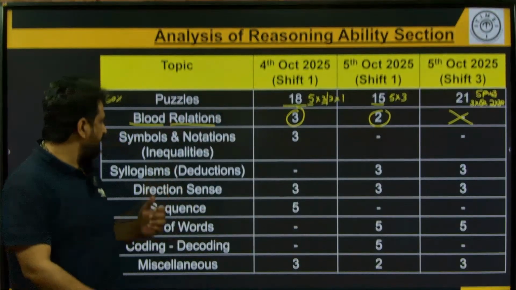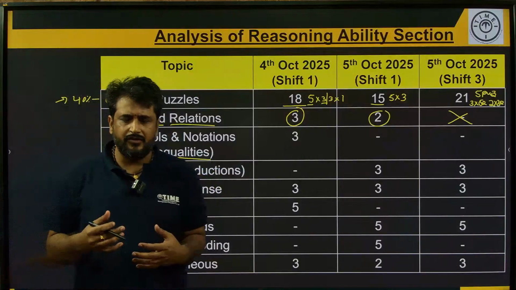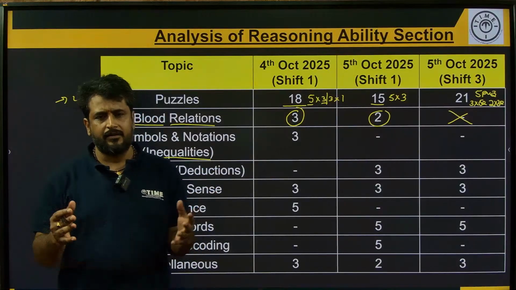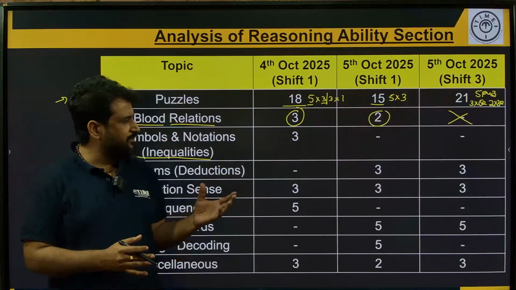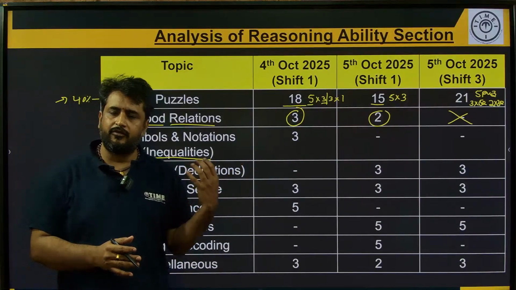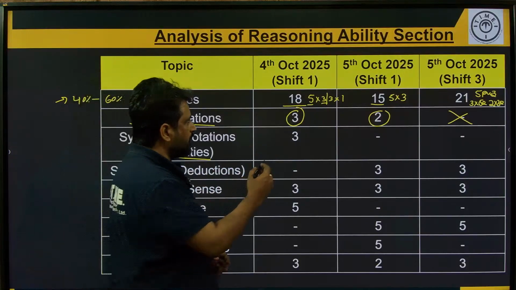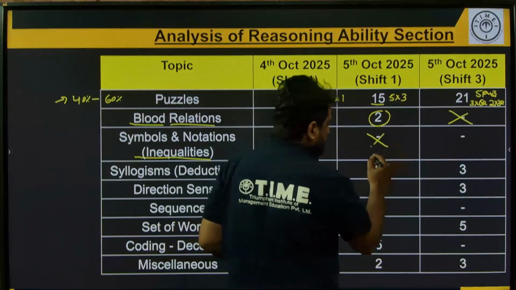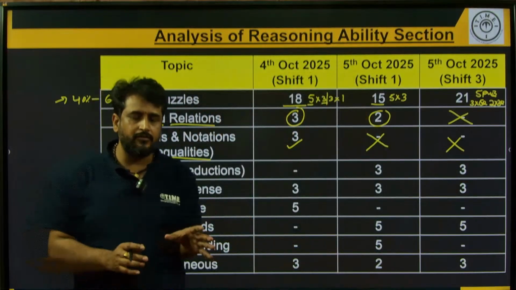And similarly with inequalities questions. Generally, in most of the slots, they used to give inequalities, which were very easy to crack. Like in less than 1 minute, we will be able to solve 3 to 4 questions. This time, in very few slots, we got inequalities questions. Only in 4th October shift 1 we have given. In 5th October shift 1 and shift 3 we have not given. In shift 2, shift 4 also not given.